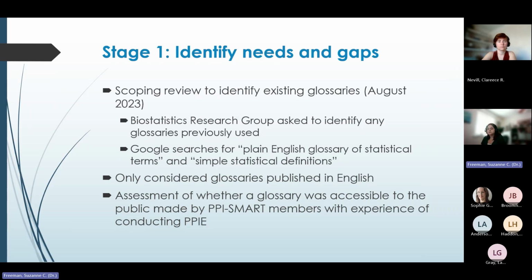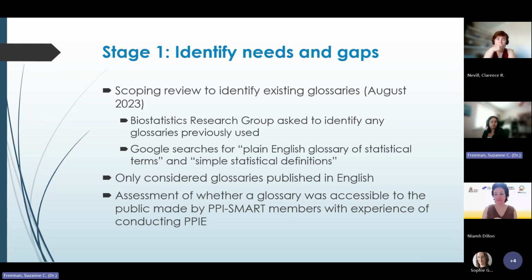So we had this idea of developing a glossary, but first of all, we needed to conduct a scoping review to identify what glossaries are currently available. So we asked our colleagues in the biostatistics research group to identify any glossaries that they have used previously. And we also did some Google searches using terms such as plain English glossary or simple statistical definitions to identify any existing glossaries. We did only consider glossaries that have been published in English. This was sort of a resource restraint.